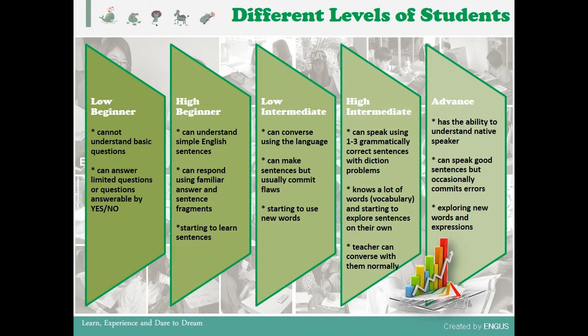Knows a lot of words or vocabularies and is starting to explore sentences on their own. They can even converse with their teacher normally. And for advanced, the student has the ability to understand native speakers, can speak good sentences but occasionally commits errors, and is exploring new words and expressions.